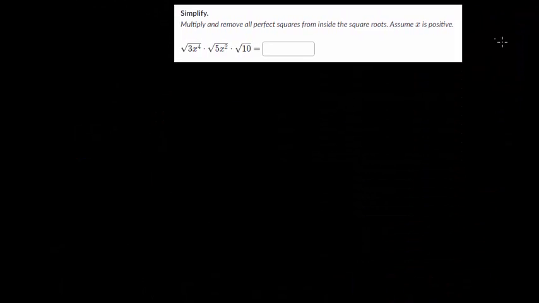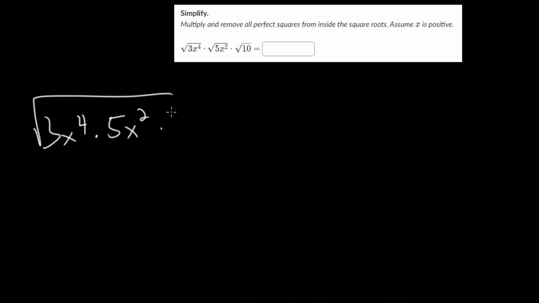So again, we're going to simplify here. Now, nothing's on the outside, so we're just going to combine all of these square root terms into one. So essentially, we just have the square root of 3x to the 4th times 5x squared times 10. Since we have a product of square roots, I changed it to the square root of a product. So now they're all multiplying together on the inside.